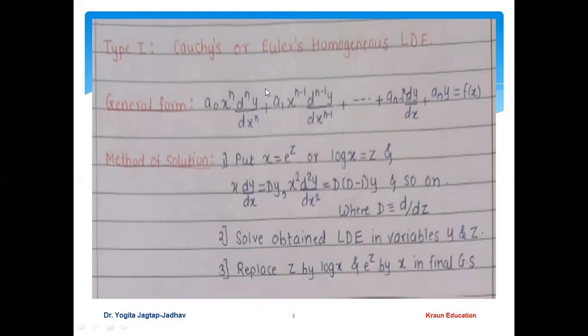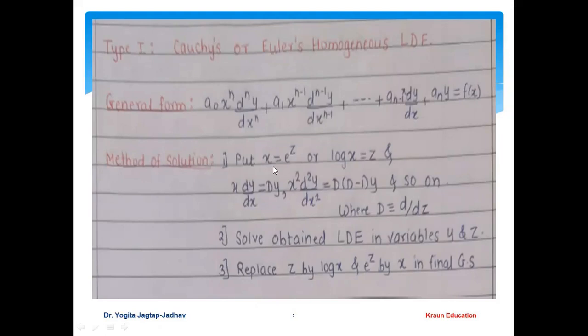What is actually the characteristic of this equation? You can observe that when we have the nth order derivative term, it has multiplier x raised to n. For the dy by dx term, we should have multiplier x. Once you identify that the given equation is Cauchy's or Euler's homogeneous linear differential equation, we try to solve it, and this is the method of solution.